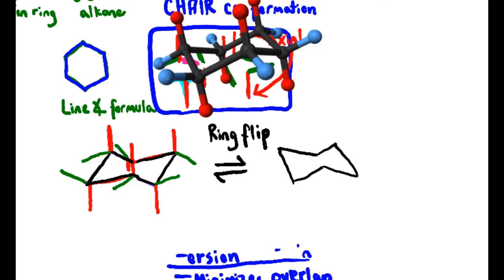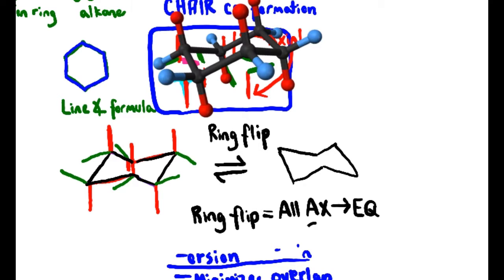So in the ring flipped version, what's going to happen in the ring flip by definition is that when we ring flip, all the axial groups, which I'm going to abbreviate as AX, become equatorial, and all the equatorial groups become axial. We still have a general chair conformation so that we will have the favorable torsional angles. We'll have that angle strain minimized.